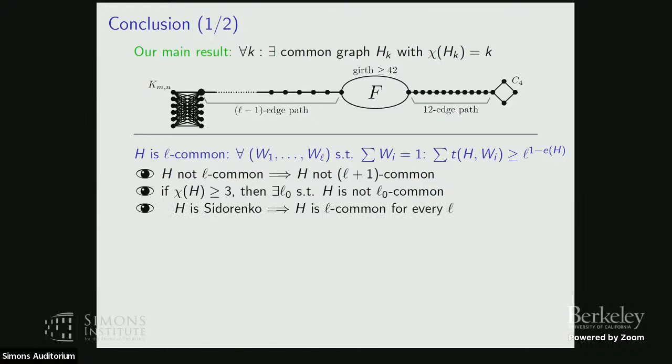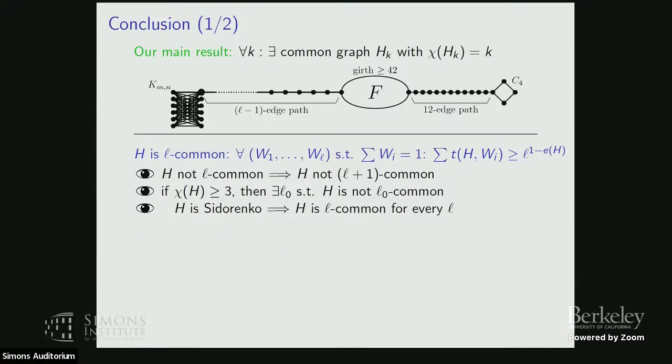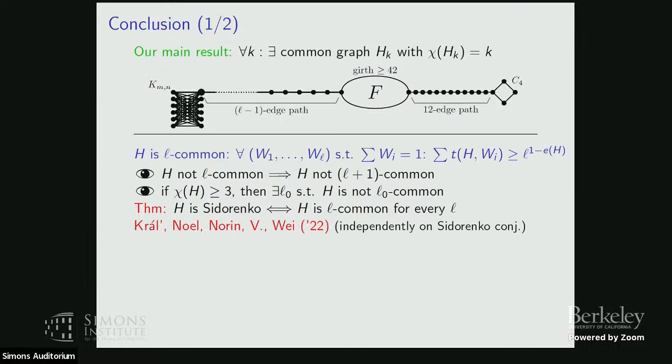But on the other hand, if H is Sidorenko, then the convexity argument that I described for two colors again applies also here. I want a bound on the sum, and if H is Sidorenko, I have a control in every one of the colors. So the sum is at least the average. So that's an implication. In one of the previous works with Fan and Dan, and also together with John Noel and Sergey Norin, we actually show that this is an equivalence. And it's an equivalence independently of Sidorenko's conjecture.